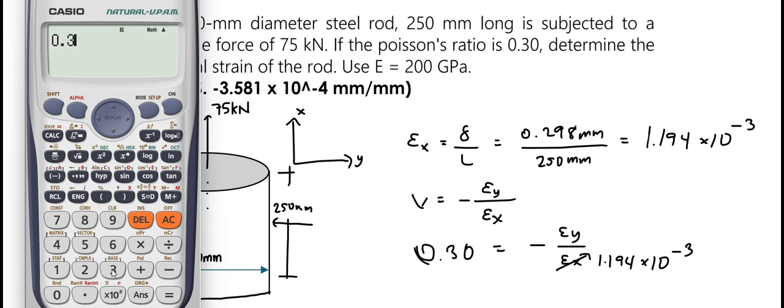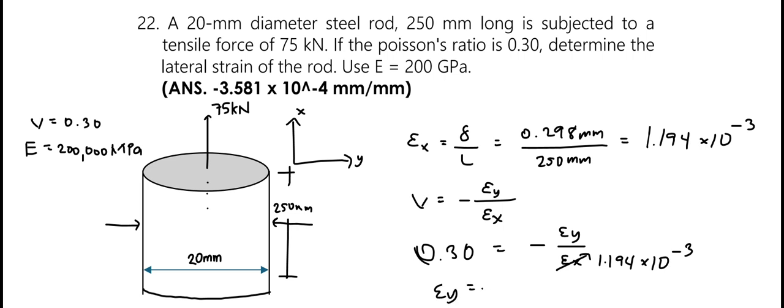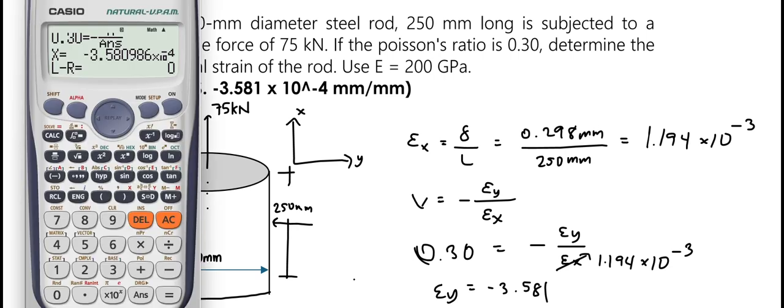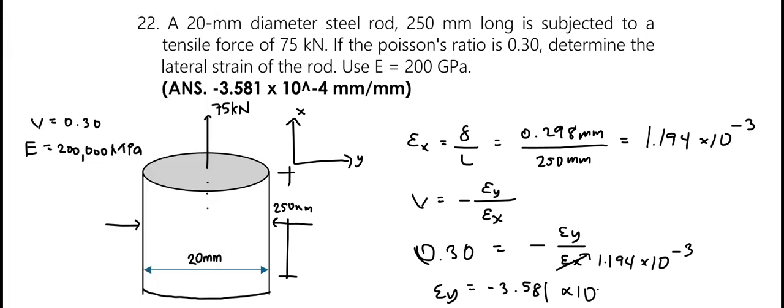Solving for the strain E sub y, with E sub x that we have solved earlier, we get the value of negative 3.581 times 10 raised to the negative 4, and the unit here is dimensionless because strain is a dimensionless unit. And that is our final answer.